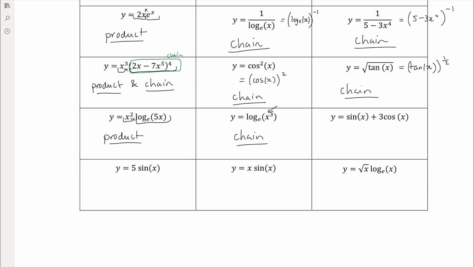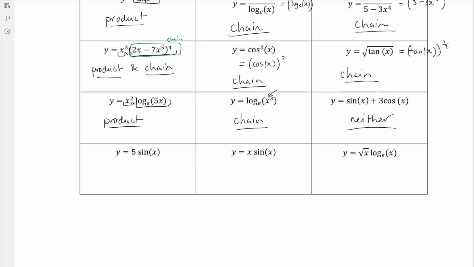Sin x plus 3 times cos x. Okay, so the plus doesn't require any special rule. We just differentiate the sin x and differentiate the 3 cos x. It's 3 times cos x, but 3 is a number, not a function, so we don't need the product rule here. We actually don't need either chain or product rule here. Once we know how to differentiate sin, we'll just do that, plus 3 times whatever the derivative for cos is when we get to those.